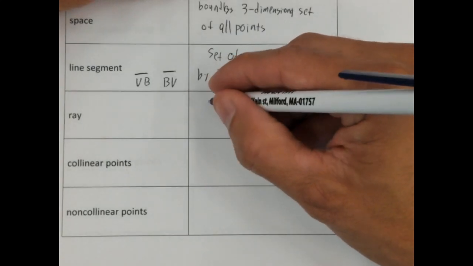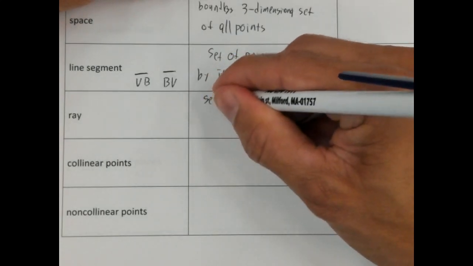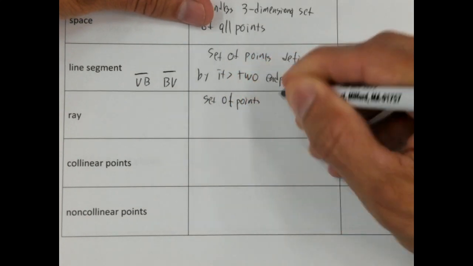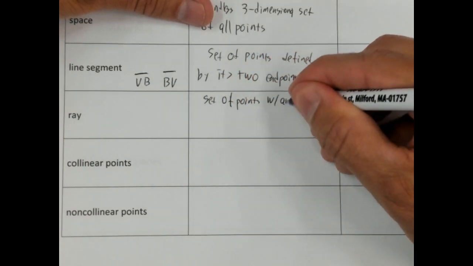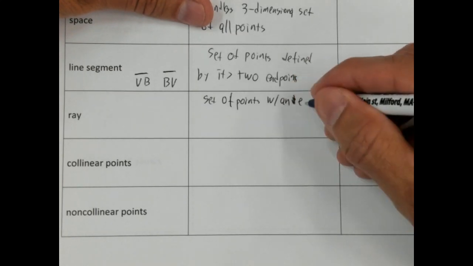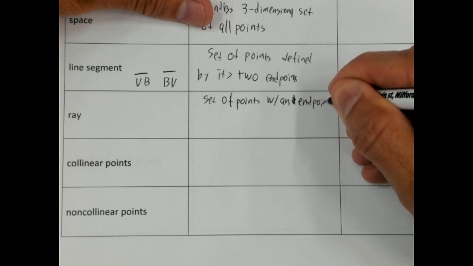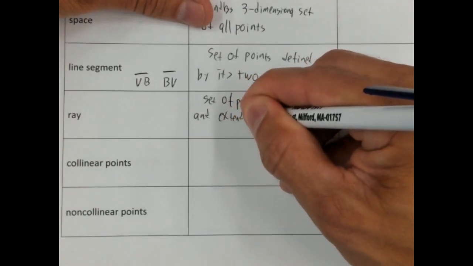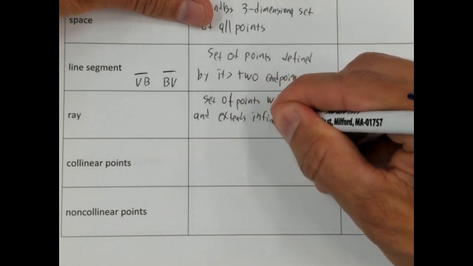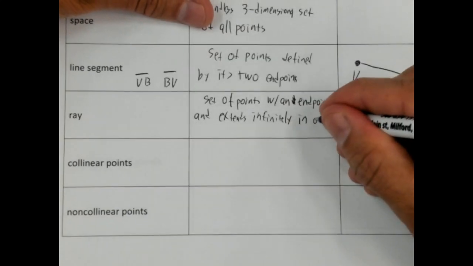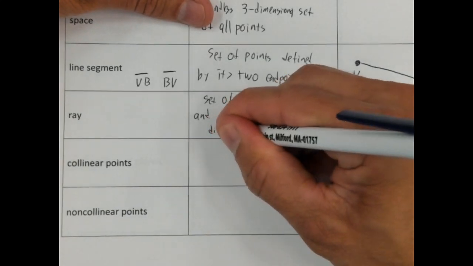So, a set of points with an endpoint, and extends infinitely in one direction. Okay, what does that look like?